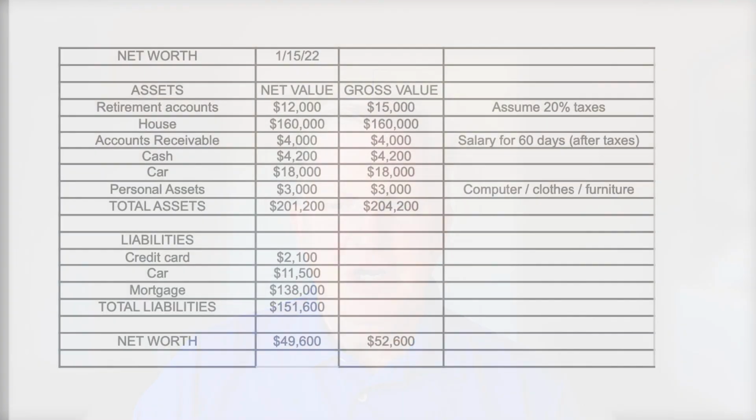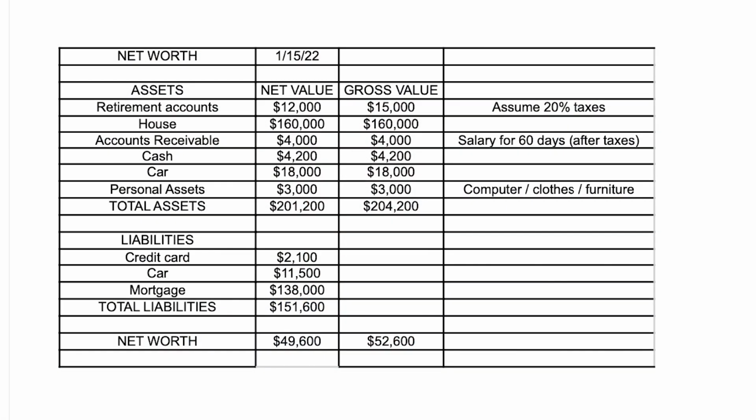Okay, so let's talk about the net worth summary page, the first page. On the left-hand side, let's start off first with the assets. These are the things that you own, the things that have value that you own. And you would list them by category. So for example, the first one is your retirement accounts, like your Roth IRA, which I hope you've already set up by now, or your 401k plan.